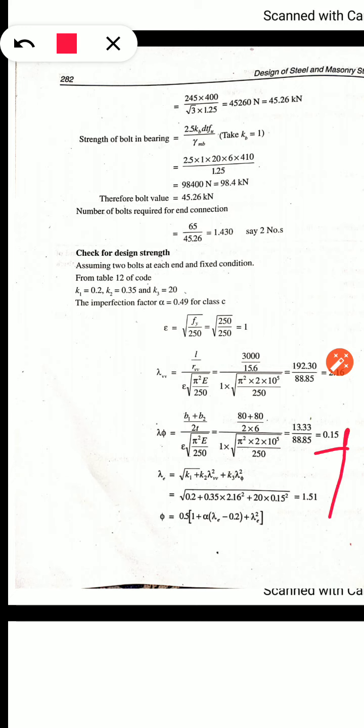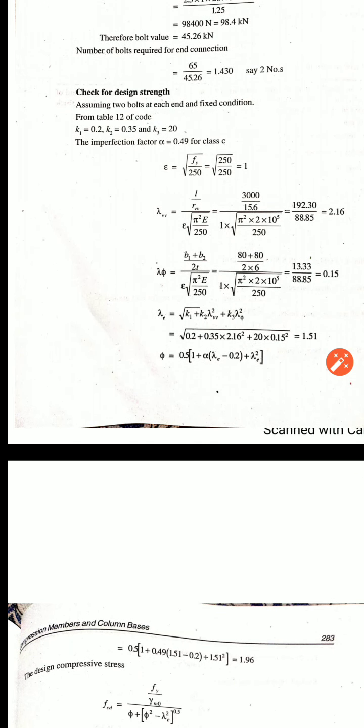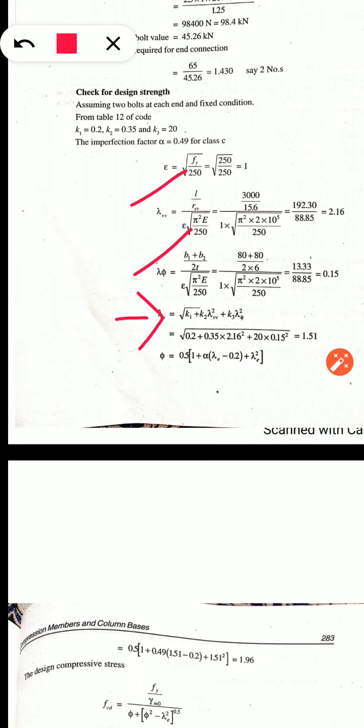So we got lambda VV and lambda phi. This lambda VV and lambda phi have to be substituted in this formula. Lambda E is the root of K1 plus K2 lambda VV square plus K3 lambda phi square, where lambda E we got as 1.51.